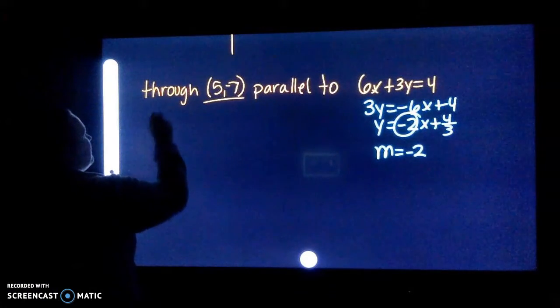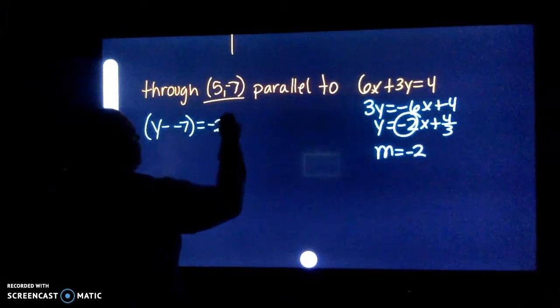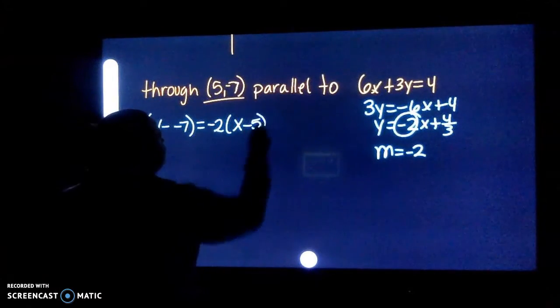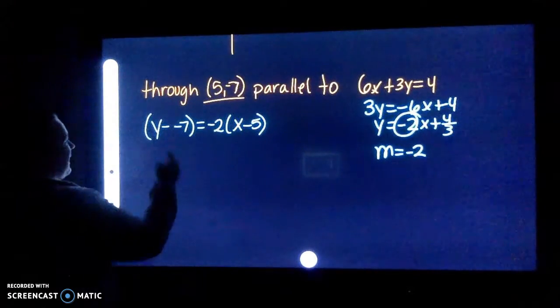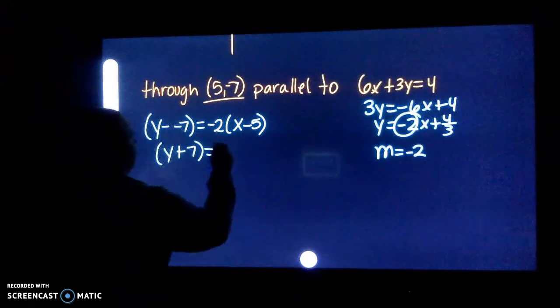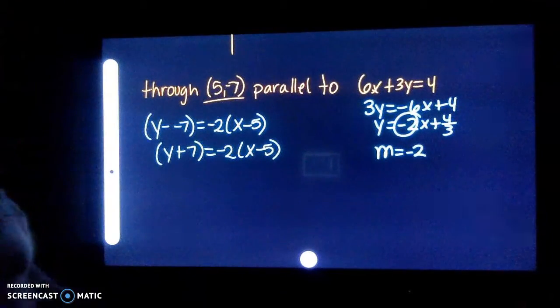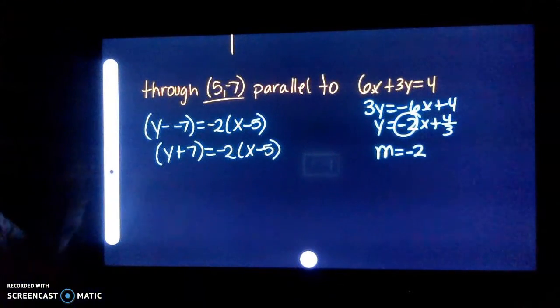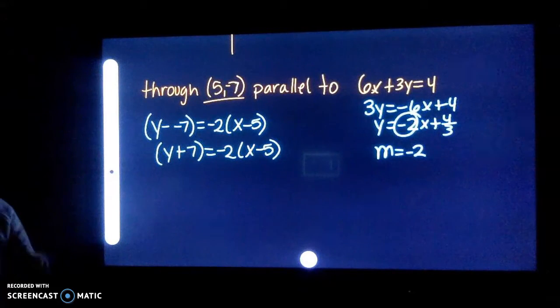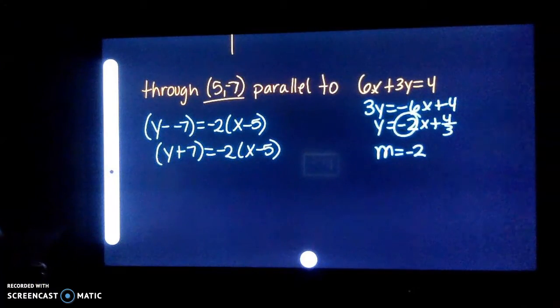So using point slope form, I have y minus a -7 equals my slope -2 times x minus x1, which is 5. I reduce this a little bit more by making this y plus 7 because it's a double negative, equals -2 times x minus 5. From here, I could distribute the -2, combine like terms, and so on. But I'm not going to do that because I don't think it's super necessary.